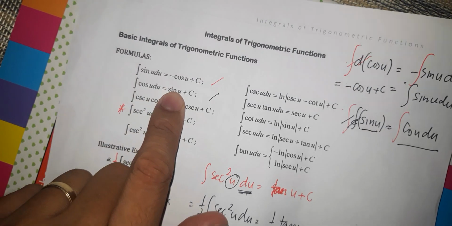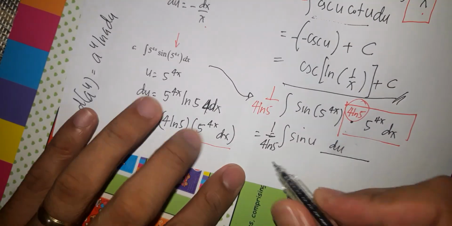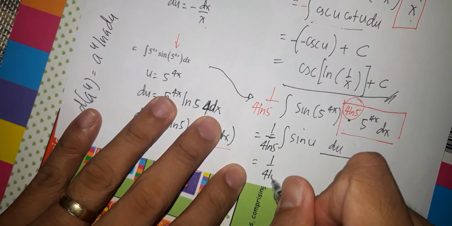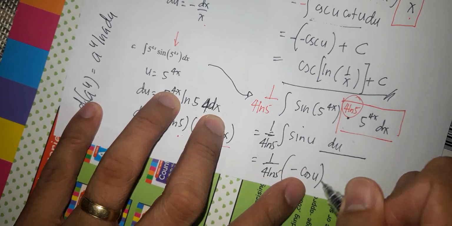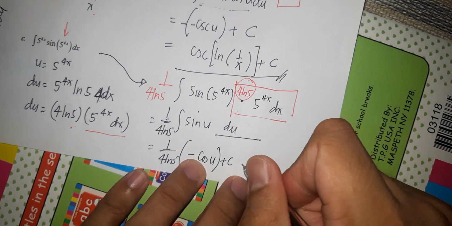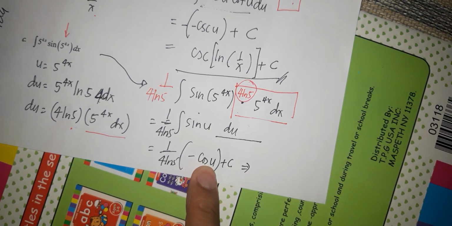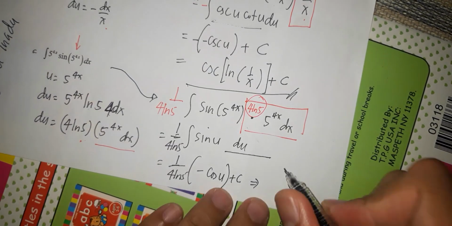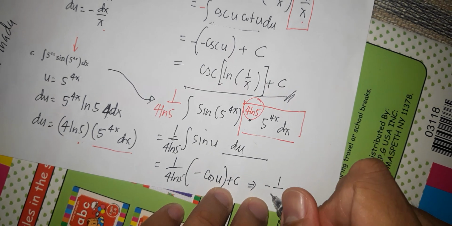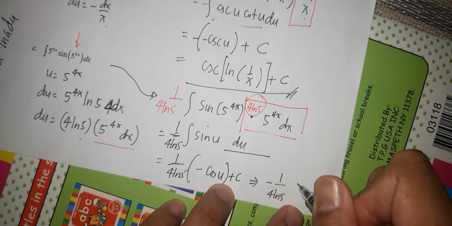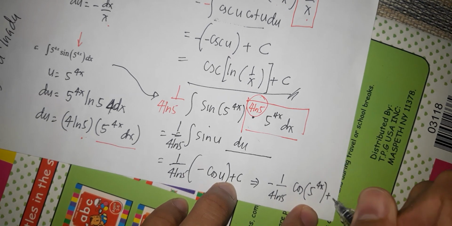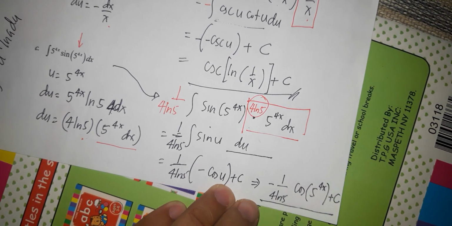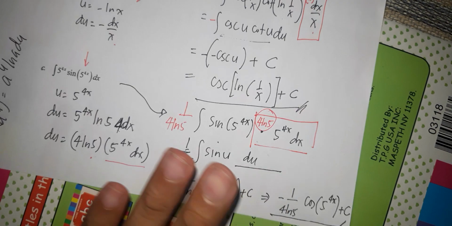And what's the integral of sine u du? That's negative cosine u plus c. So all I need to do is provide that 1 over 4 ln 5 multiplied by negative cosine u plus c. So what is this u? That's 5 to the 4x. So finally, you have negative 1 over 4 ln 5 times cosine of 5 raised to 4x plus c. So that will be our final answer.